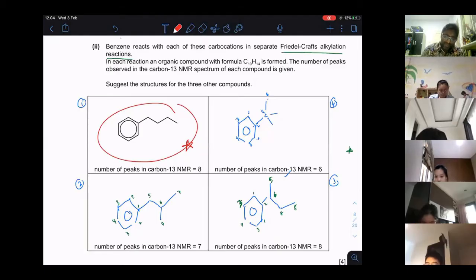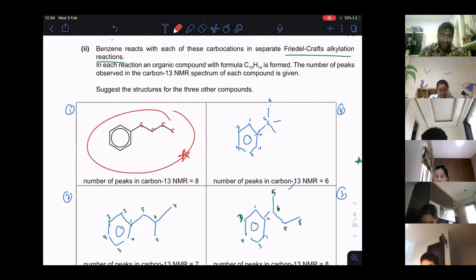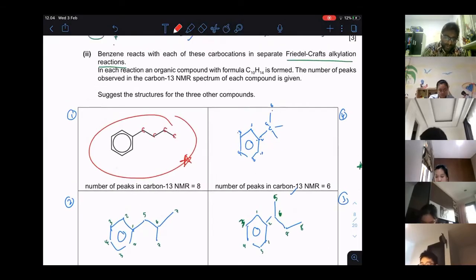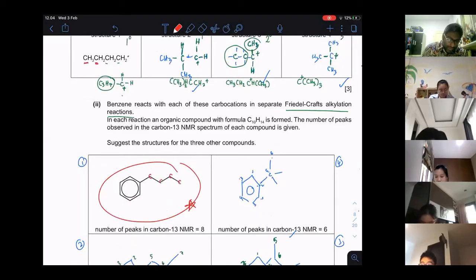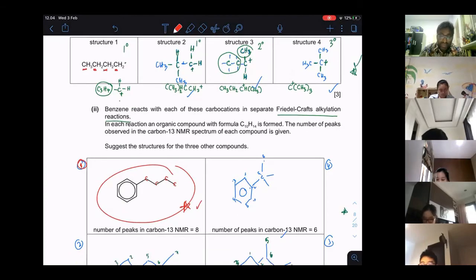If you look over here, you can see C, C, C, C. So it means there's 4 carbon. So if I see 4 carbon here, I can see 1, 2, 3, 4. So it means this belongs to structure 1. When carbocation number 1 reacts with benzene, you are going to get this straight away over here.